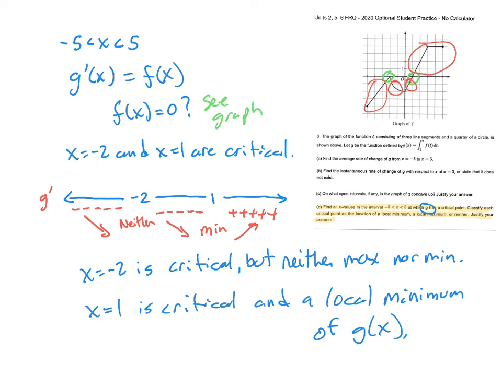Essentially what we want to know is, do we have any extreme values? So we do have a local minimum at x equals 1 on the open interval from -5 to 5. There's another critical point at x equals -2, but it's neither a max nor a min.